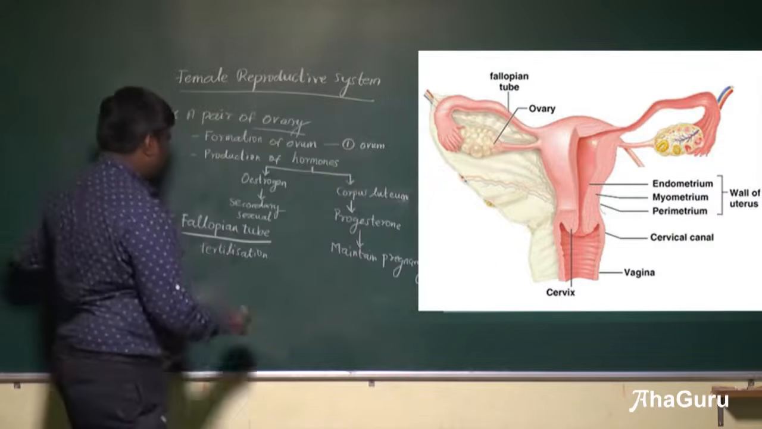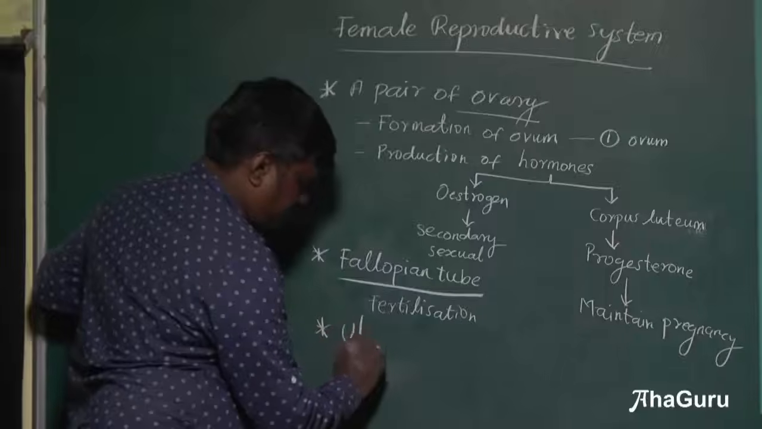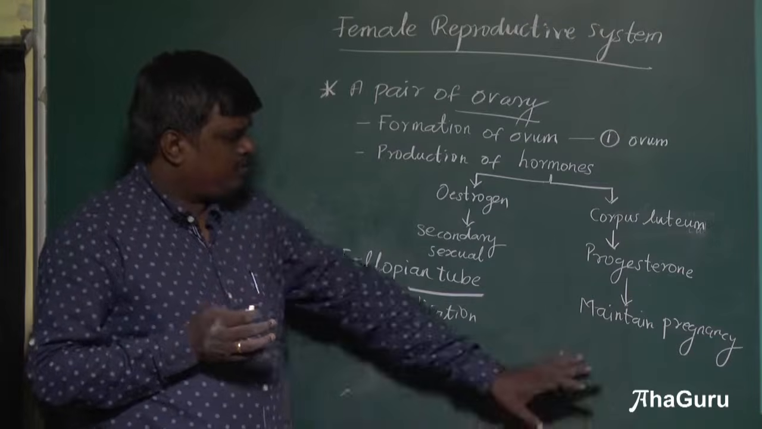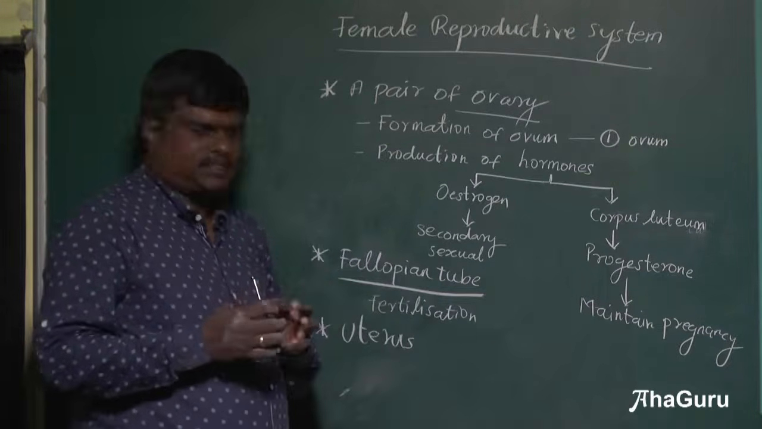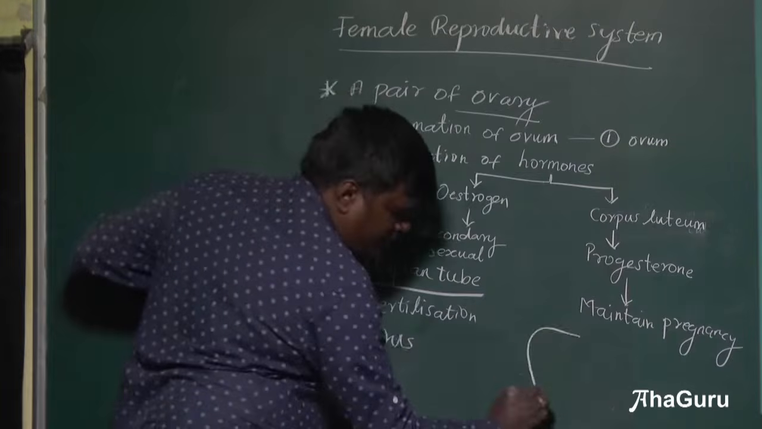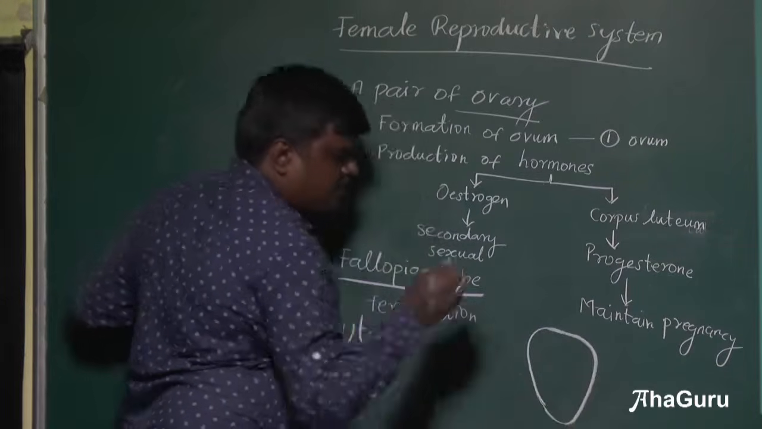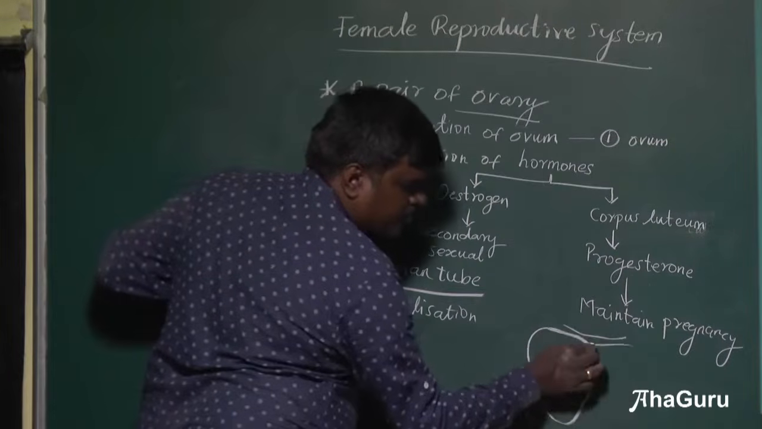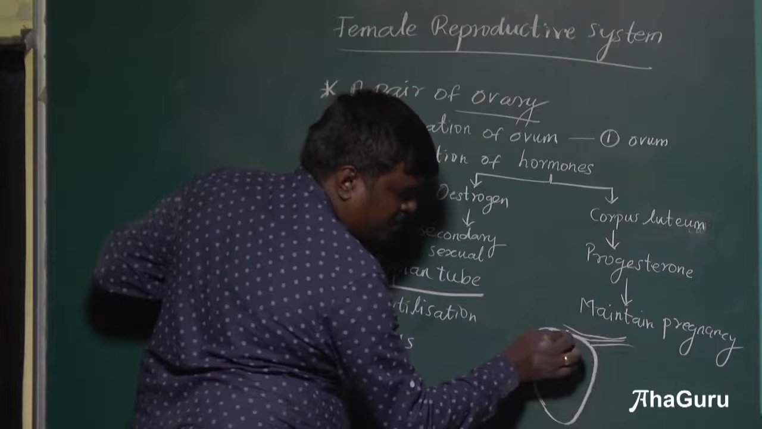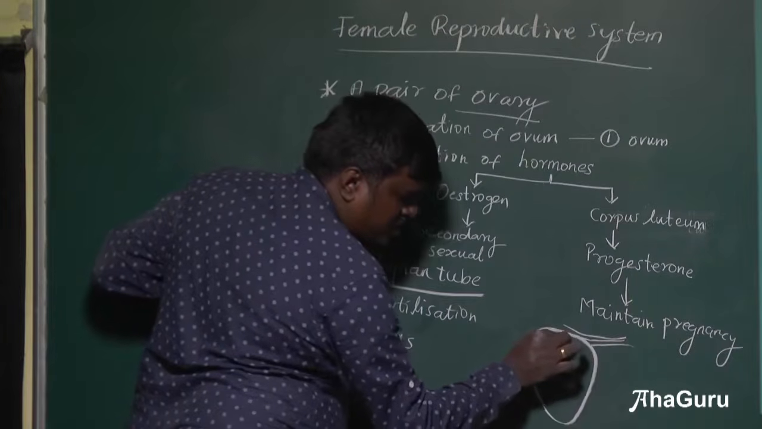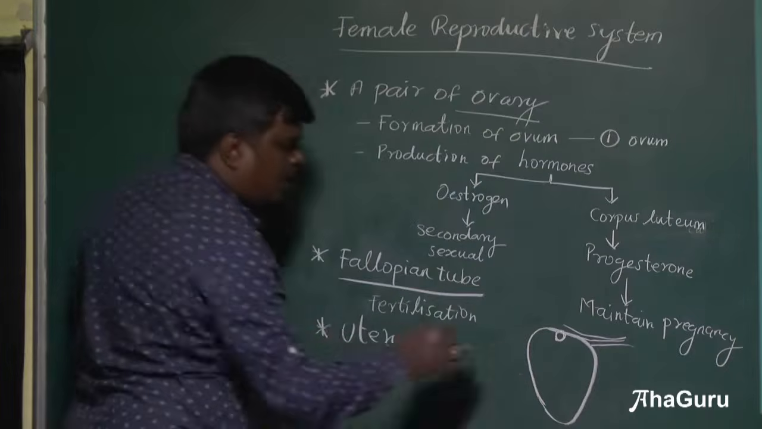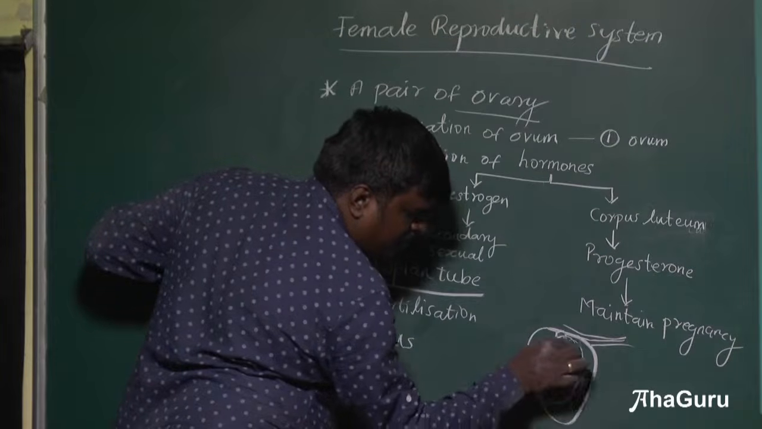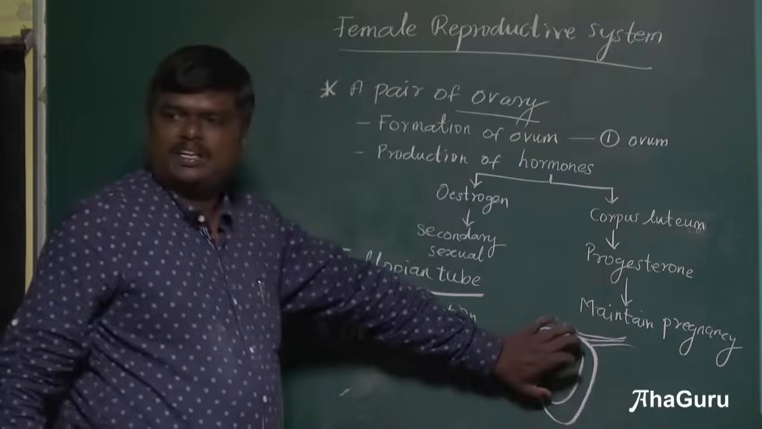And next is about the uterus. Uterus is the sac-like structure where exactly the development of the baby takes place. The whole development of the baby takes place in a pear-shaped structure called the uterus. From the fallopian tube, the ovum after fertilization will be transferred to the uterus, and within the uterus only the whole development of the baby takes place.